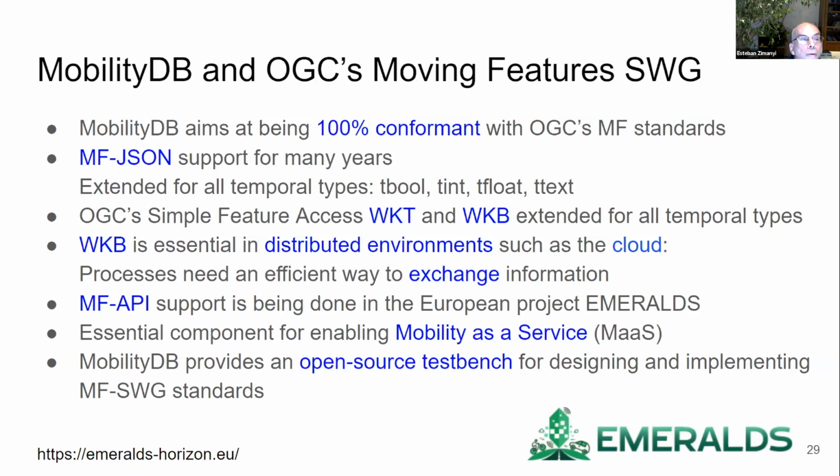And we are currently developing moving feature APIs. You may remember one of the first speakers today mentioned these APIs through which you can ask OpenSky for pieces of their data. So we are doing exactly the same, but using the moving feature standard that is currently being developed at the OGC. And even within the OGC, MobilityDB is used as an open source test bench for designing and implementing all these standards.